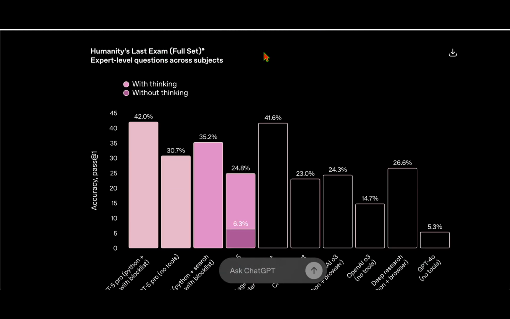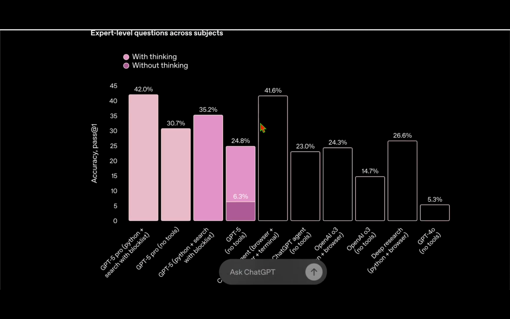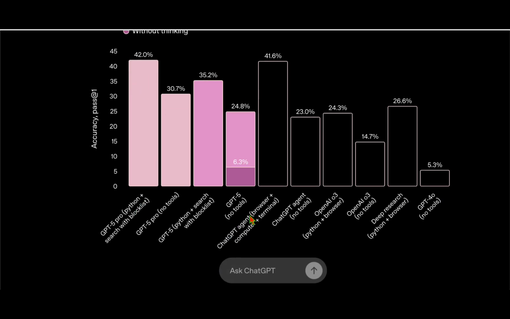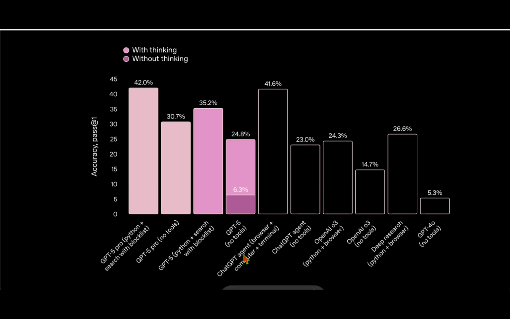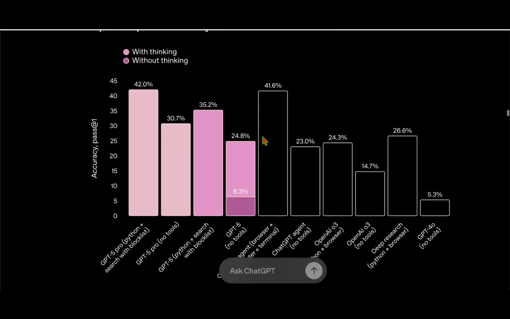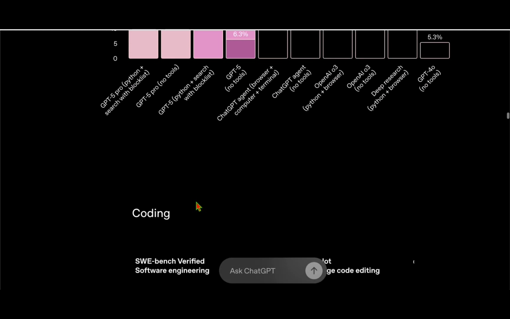Humanity's Last Exam, full set, expert level questions across subjects, GPT-5 Pro is at 42% compared to the next best, which is ChatGPT agent, browser plus computer plus terminal. So it's next only to its own agent. But there is indeed a gap between the pro model and the non-pro model. And this is expert level questions across subjects. If you really wanted to be an expert, then you probably have to opt for the GPT-5 Pro.